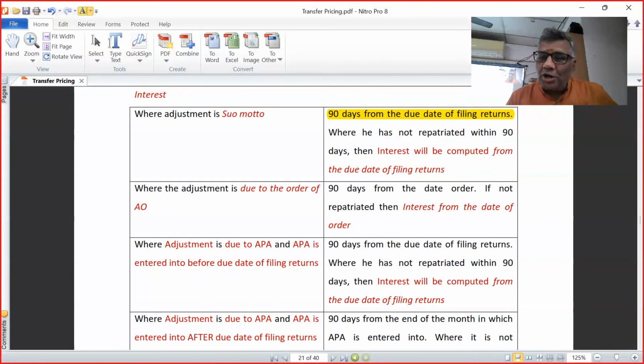Where he has not repatriated within 90 days, interest will be computed from the due date of filing returns. From December 1st, interest will come. So December 31, January 31, Feb 28. Bring it within that. I think the question is that on March 23rd he brought the money. So interest will be computed for 114 days or something like that. Where the adjustment is due to the AO's order, 90 days from the date of order. If not, interest is from the date of order.